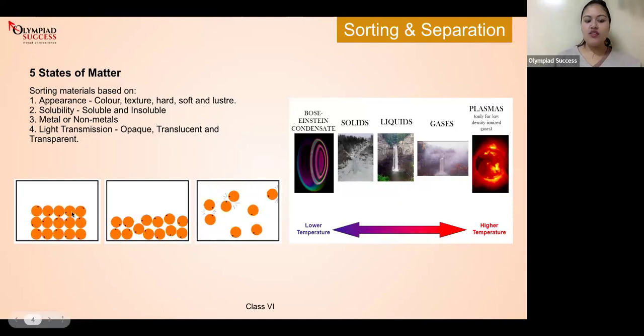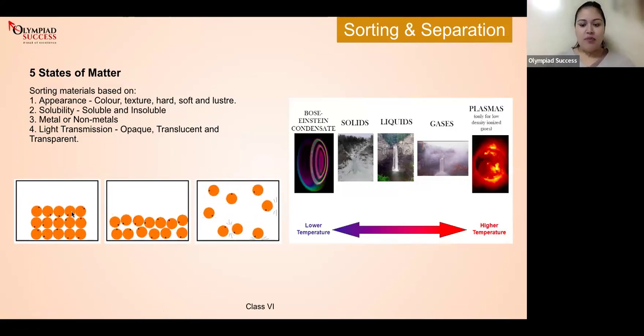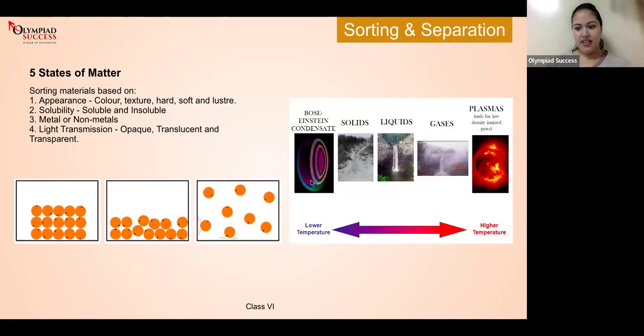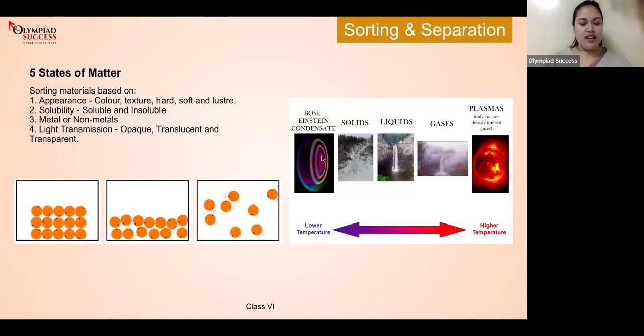So even if the solid particle does not change shape, the molecules or the atoms are slightly vibrating around the mean position. Okay. Now what happens is when you apply heat, we see here it's written as the temperature increases, solids convert to liquids, liquids convert to gas, gas convert to plasma. And as the temperature decreases, plasma converts to gas, gas converts to liquid, liquid converts to solid. And we also have Bose-Einstein condensate. We'll talk about plasma and Bose-Einstein in a little while.